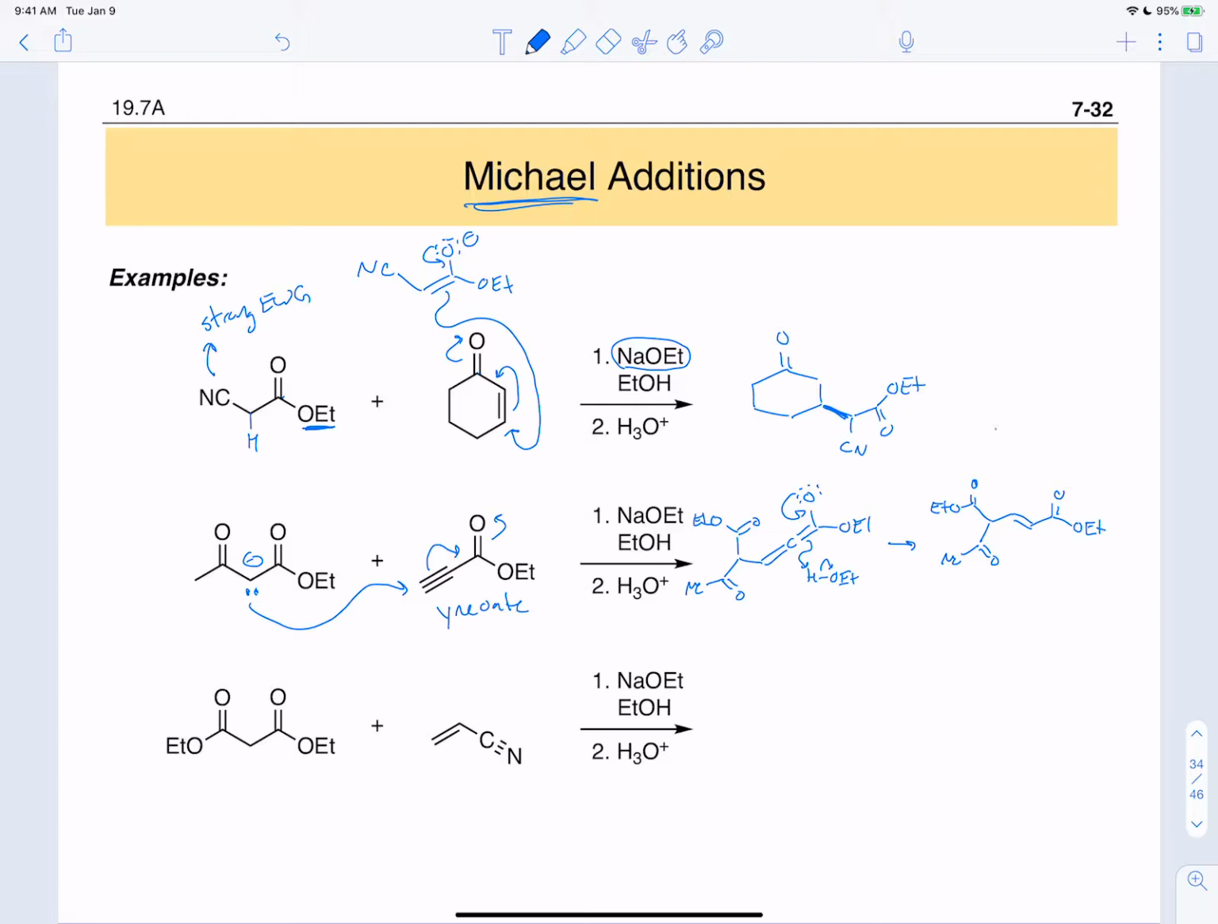Potentially, if you had an excess of your alpha-beta unsaturated carbonyl, you could imagine this doing yet another Michael type addition to do this over again. So again, I would be looking at the relative number of equivalents to determine which pathway is going to be more likely.